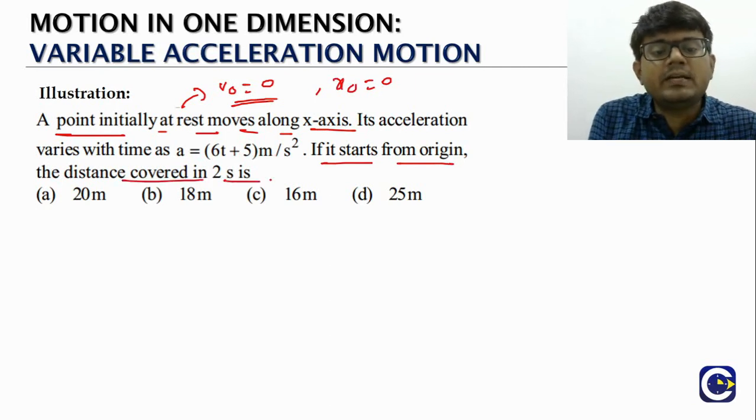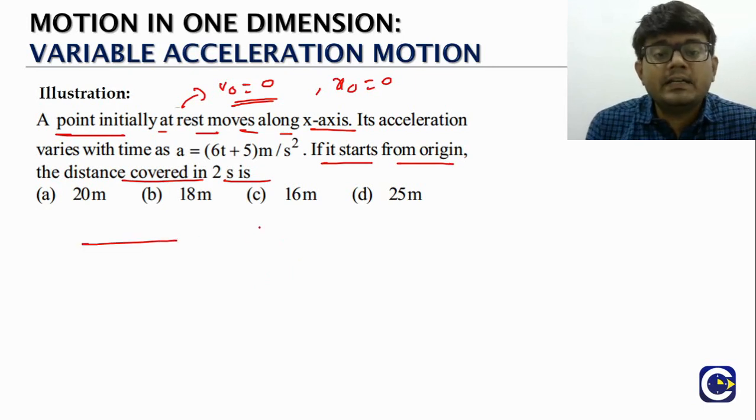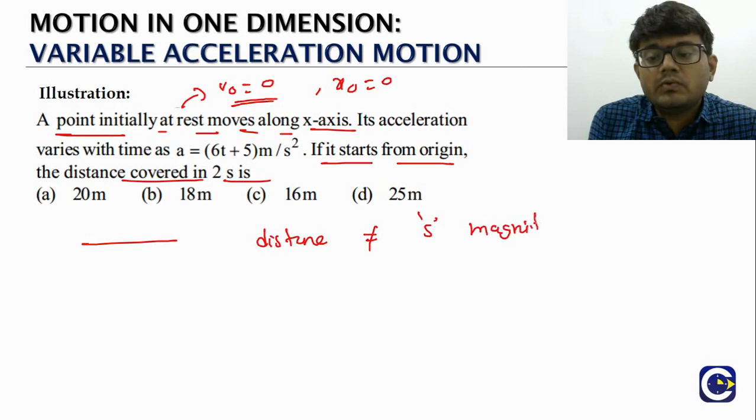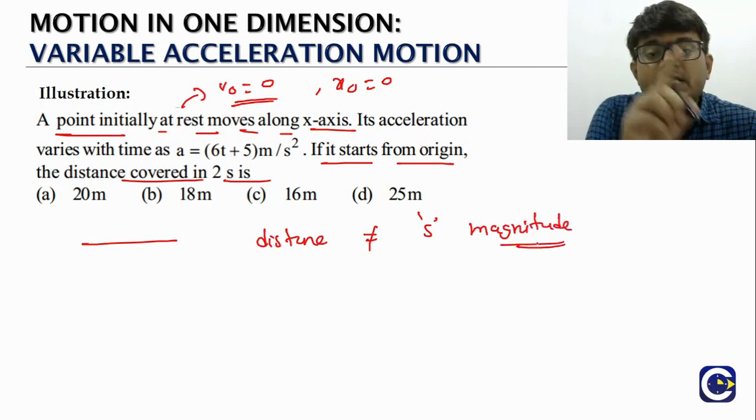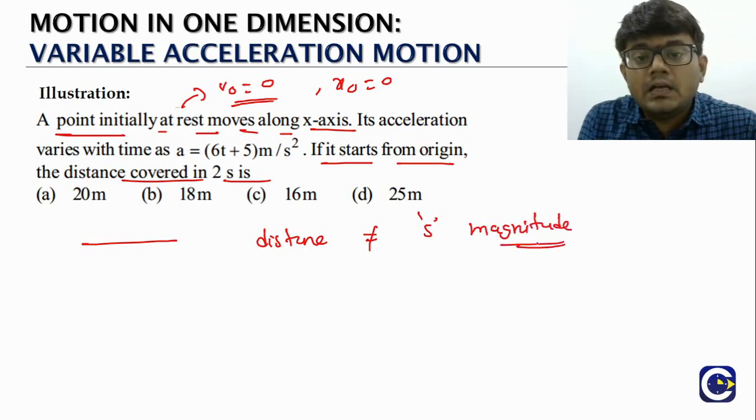The distance covered in 2 seconds. Here we have to be careful. When you look at motion in a straight line, the distance covered need not be equal to the displacement magnitude. Why? Because when there is a change in direction, the displacement magnitude will be different from the distance covered.